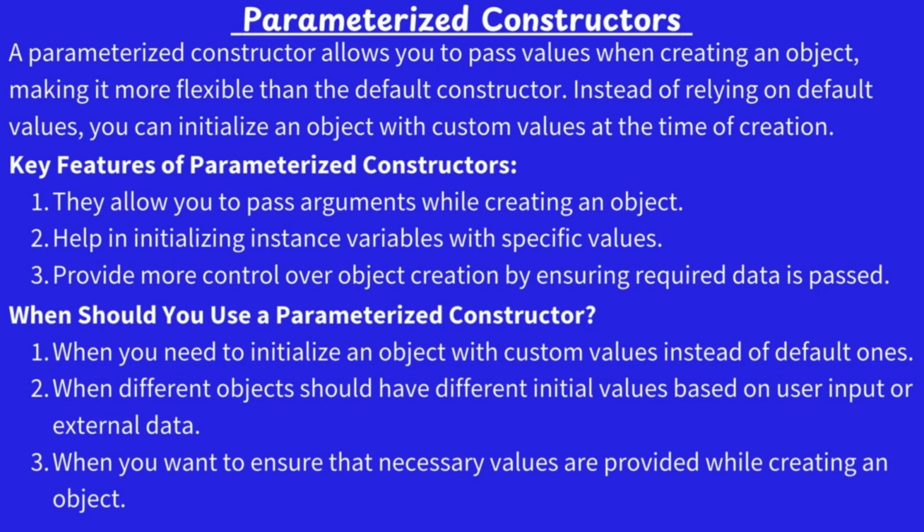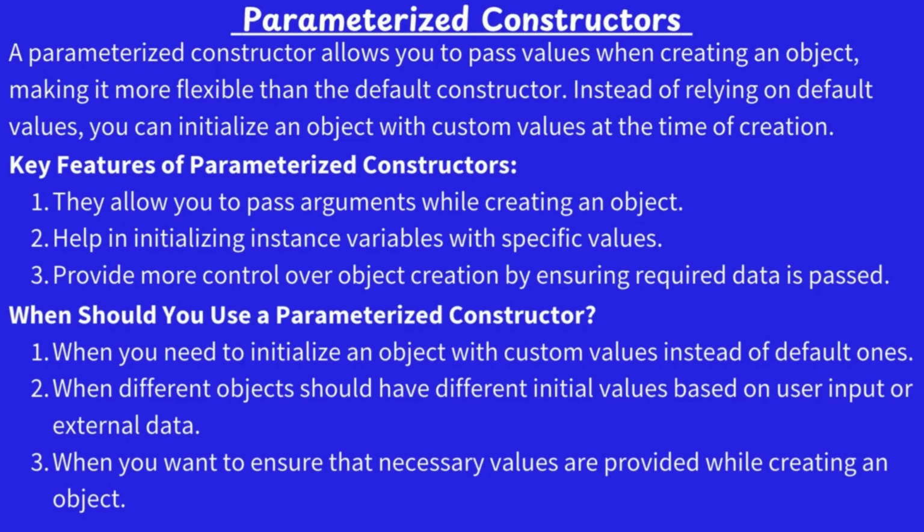Now, let's go over some key features of parameterized constructors. First, they allow you to pass arguments while creating an object. This means that instead of manually assigning values after creating the object, you can set them immediately. Second, they help in initializing instance variables with specific values, ensuring that an object starts with meaningful data. And finally, they provide more control over object creation by making sure the required data is passed when an object is instantiated.